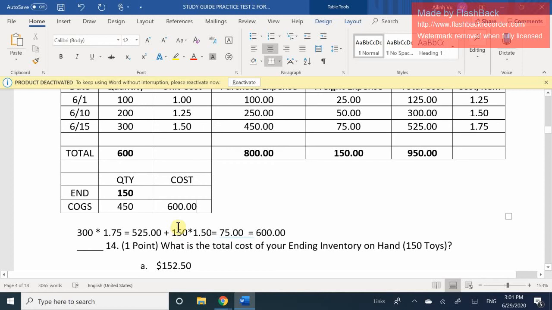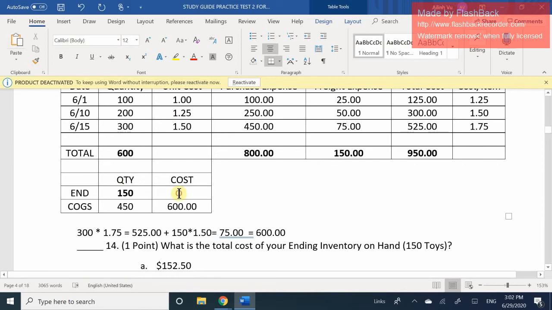Okay, how much did we... minus the purchase expense. So you're going to minus it out of 800? No, the cost of goods. 950, we have to do the whole total cost. Okay, so what is 950 minus 600? 350.